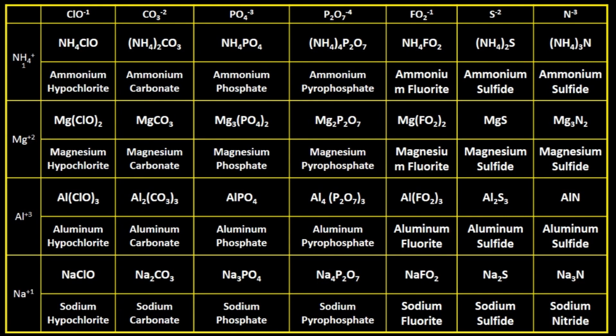Okay, so that's the last slide. The next lecture will be on the Roman or stock system. Now, let me just say something about the Roman stock system. It's exactly the same as what we just did. Exactly the same. All the same rules, combination, charges, etc. The only difference is this. You see all the positive components: ammonium, magnesium, aluminum, sodium.